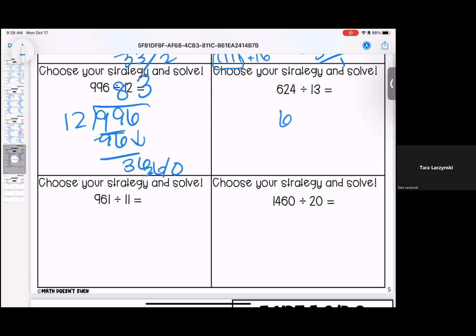624 divided by 13 is our next one on this page. This one also is going to go in evenly. 13 does not go into 6, but it does go into 62 4 times.